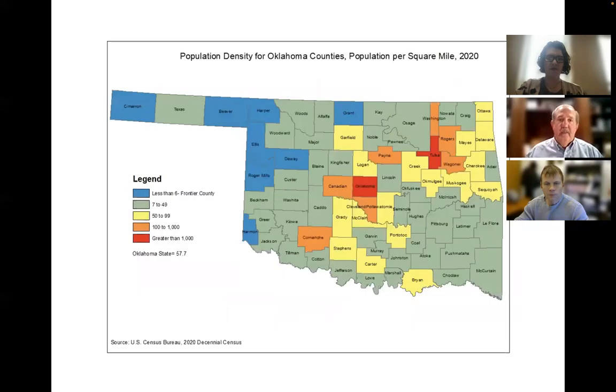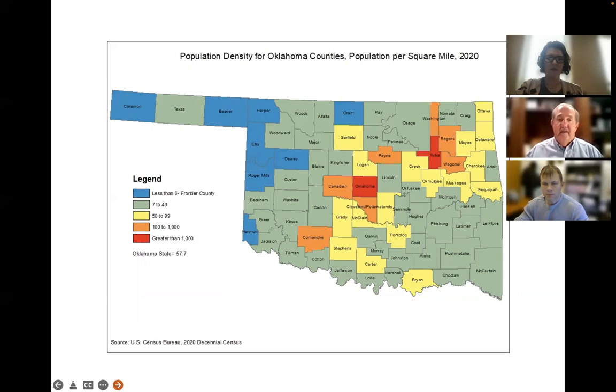Next slide, please. And this is a state level map that breaks down counties by population density, as I said, population per square mile. The blue counties are counties that have less than 6 people per square mile in those counties.